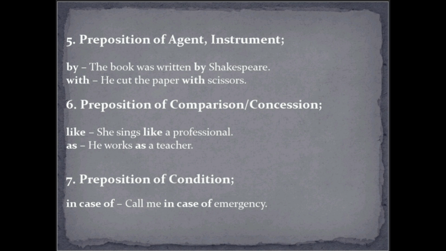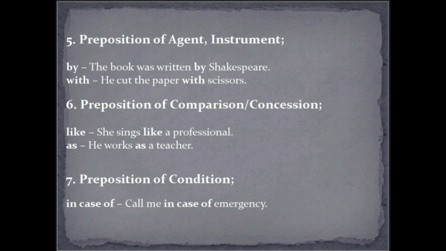Agent refers to who performs the action, so that we are mentioning a person. An instrument refers to what is used to perform the action. So what we are using, some instrument you are using in the sentence to perform that particular thing. We'll see with the examples.